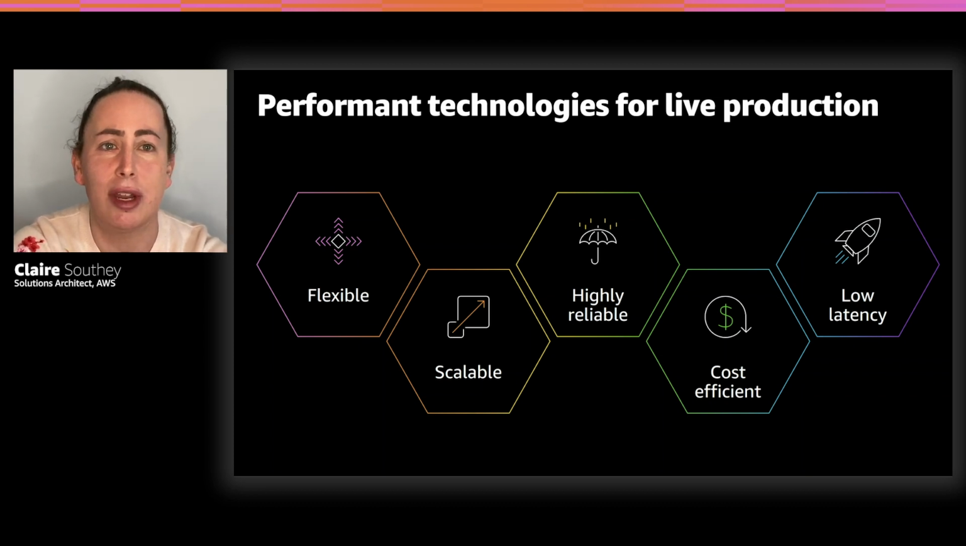And so reliability becomes critical. Seconds matter in broadcast. Live production also needs to be cost efficient. Moving to cloud shouldn't encumber a customer further from what their traditional broadcast operations look like. And it needs to be low latency.